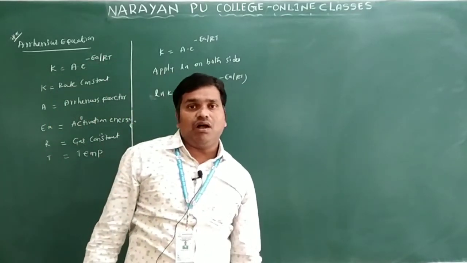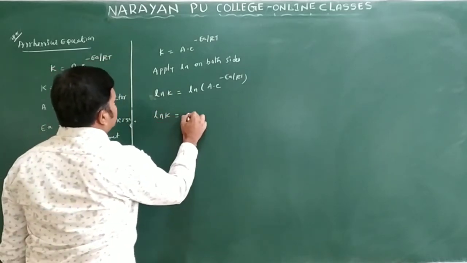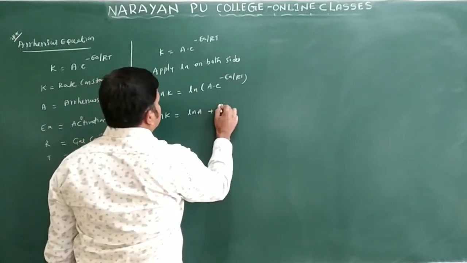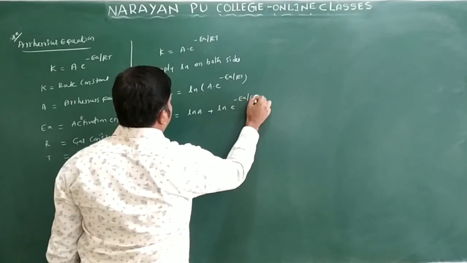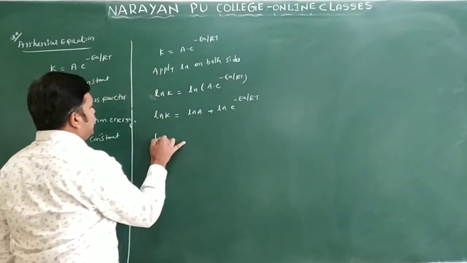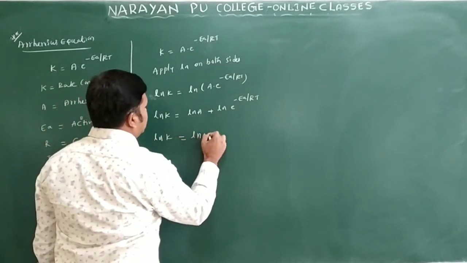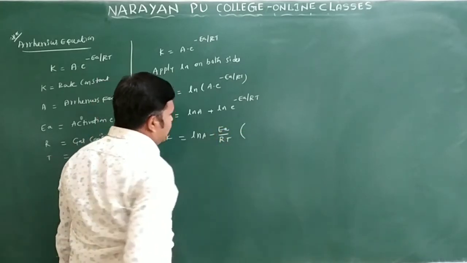Then you can write log A plus log B. Now I want to write ln k is equal to ln A plus ln e power minus EA by RT. From this you will write ln k is equal to ln A minus EA by RT. How do we get this formula?